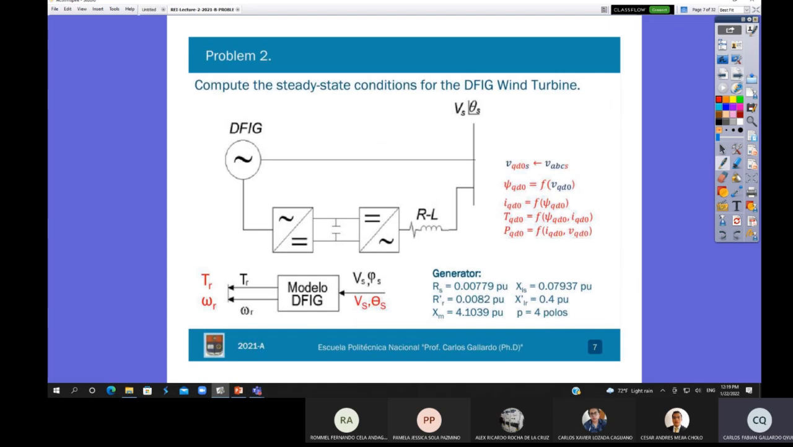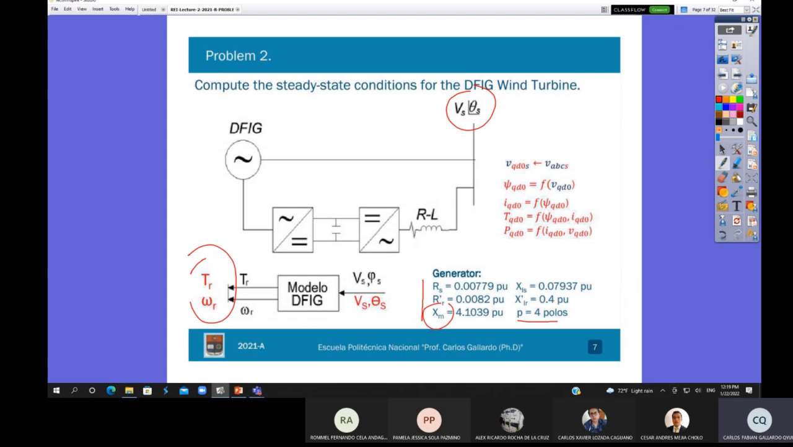So now I want to carry out the initialization of the WFET induction generator. So starting from the voltage and the angle, this is the stator voltage and the stator angle, I will compute the torque and the speed. From the manufacturer, I will have this data: the stator resistance, reactance, the magnetizing inductance, and the number of poles.